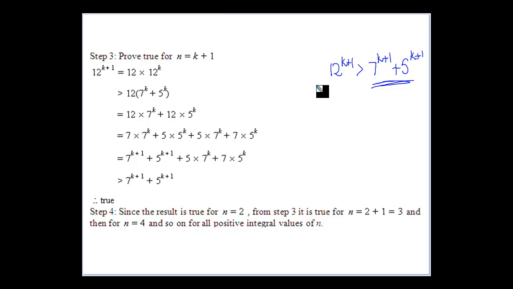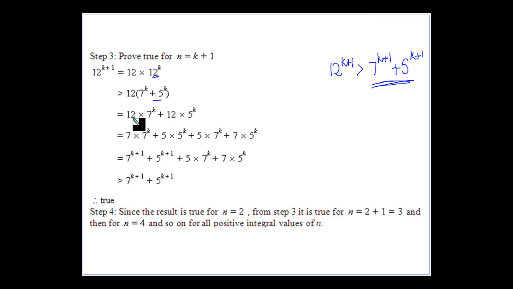And what we want to prove is 12 to the power of k plus 1 greater than 7 to the power of k plus 1 plus 5 to the power of k plus 1. So let's manipulate it. 12 to the power of k plus 1 is 12 lots of 12 to the power of k. Now we want to get step 2 in. So 12 to the power of k is greater than 7 to the power of k plus 5 to the power of k. That was greater than that, so 12 lots of it is greater than each of them.